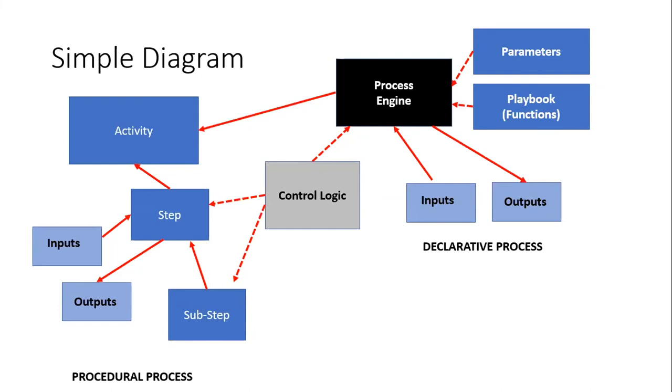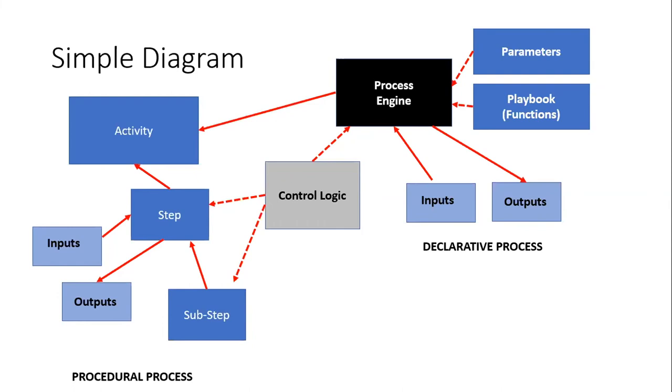For your declarative processing, you sort of have this process engine, the black box, and you feed it parameters, your criteria, when are you done processing? And you feed it a playbook, what they call a playbook, which is a series of functions or templates that it can apply in different situations. And then according to its internal logic, it applies those functions as it sees appropriate to operate on the inputs and produce the outputs. And so that's really a kind of a different way of interacting with the process engine. But again, there is a control logic to it. And the control logic, as you can see, is shared so that in a hybrid process, I can pass things between the declarative and procedural processes however I need. And the control logic is what determines what that is.